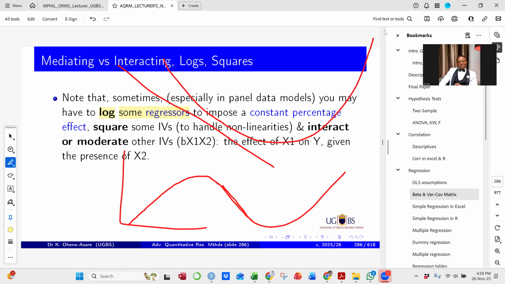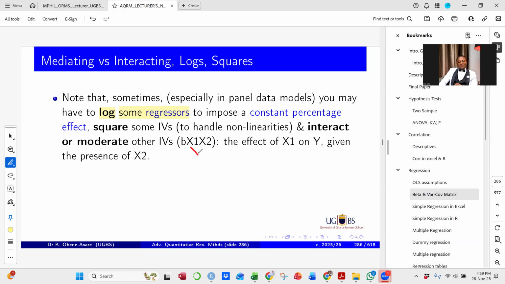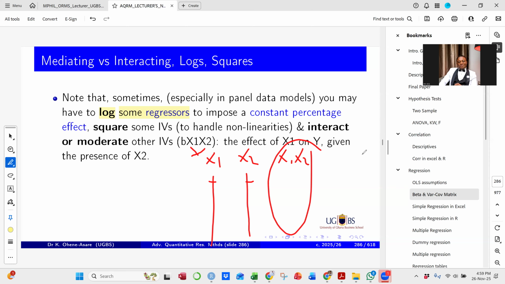No. Some variables, they will require that you interact them or moderate them with other variables. For example, you can look at the effect of x1 on y given the presence of x2. So how do you do that? You take the two variables, you multiply them with each other and create a column for it. So you have a column for x1, a column for x2, then you multiply the two numbers, you create a column for x1 times x2. So you put this one also in the model and run it. All of these are different ways you can handle the independent variable.